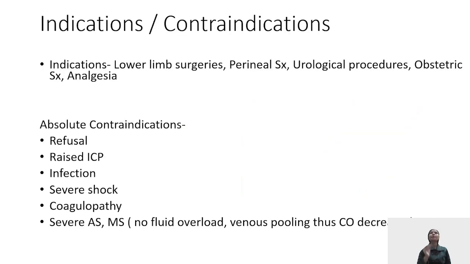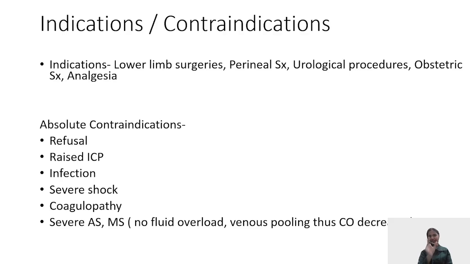Indications. See, spinal anesthesia or regional central neuraxial blocks can be used for anything that is below the umbilicus. Your lower limbs, your gynecological, obstetrical, urological and perineal surgeries, and for analgesia purposes also, these blocks can be given. Like for lower back pain, generally an epidural block is given. Contraindications, which is of utmost importance.